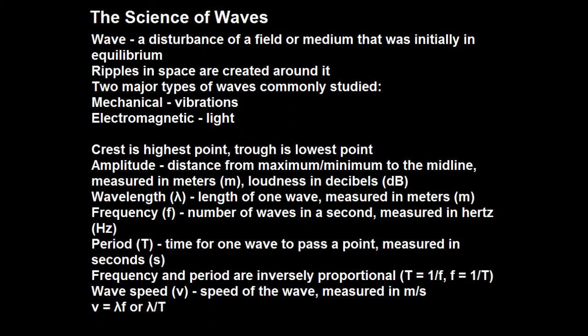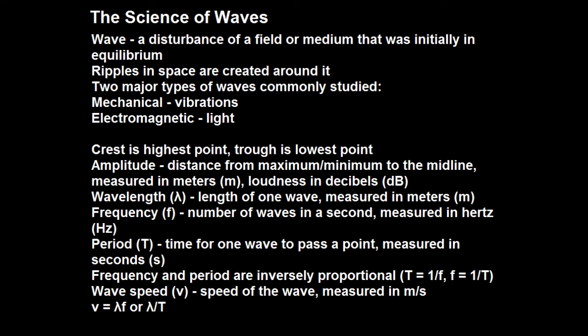The amplitude is the distance from the maximum or minimum to the midline of the wave, and this is measured in meters, and this also corresponds with loudness, which is measured in decibels. The wavelength, represented by the symbol lambda, is the length of one wave measured in meters.